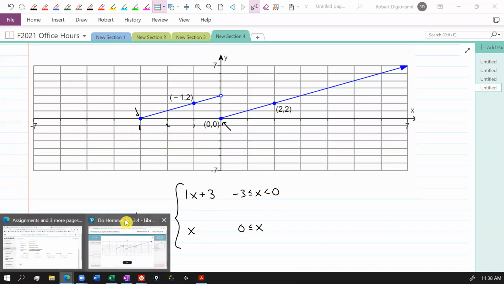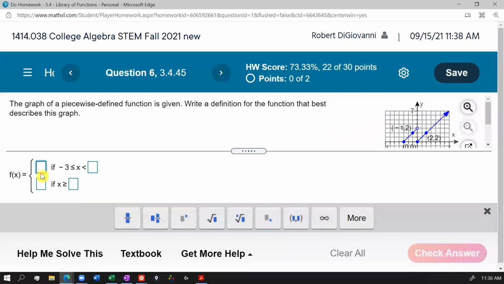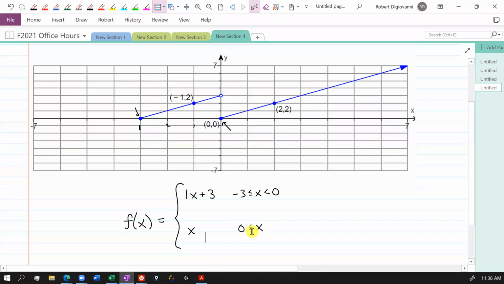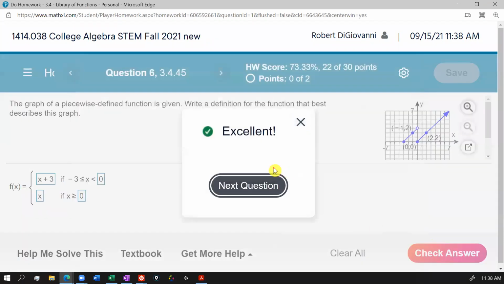Let's see if I can get this up here. Okay, so it's x plus 3 if we go from -3 to 0, not including it, and just x if x is greater than or equal to 0. Did I put equal to 0? Yeah, I did. Okay, I didn't remember putting that. That should be it.